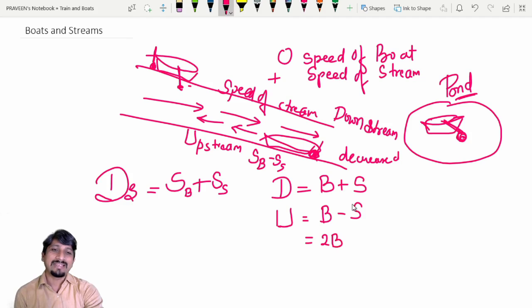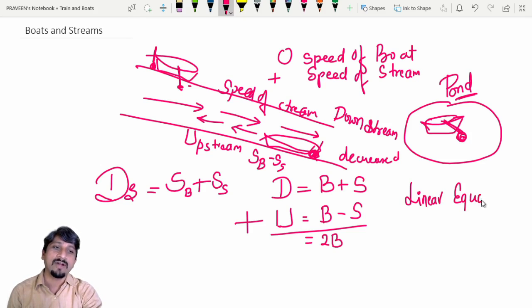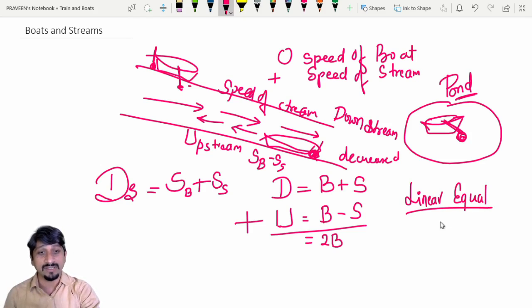2B, because S and S will cancel. I am adding. Try to understand. I am adding. Just to see this one. This you know already. This is a linear equation. If we understand the principle of this linear equation, you will be able to find out the speed of the boat or speed of the stream very fast.